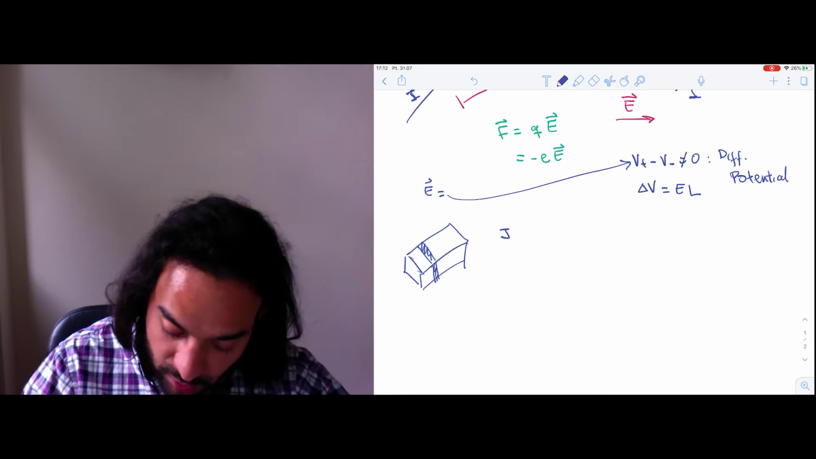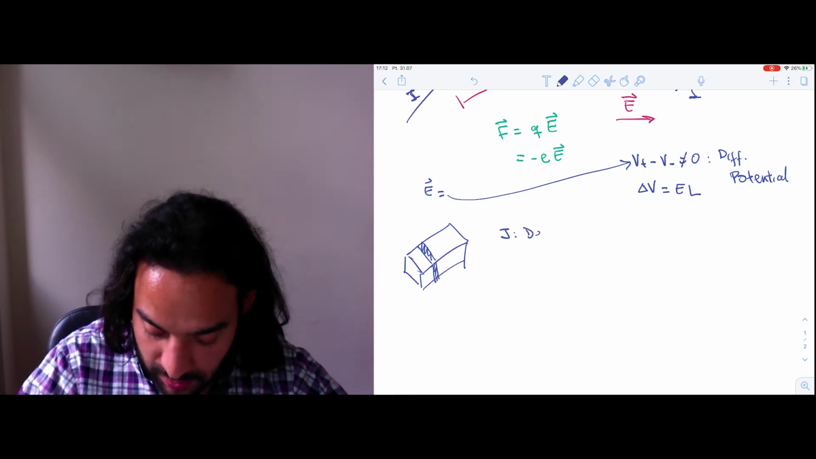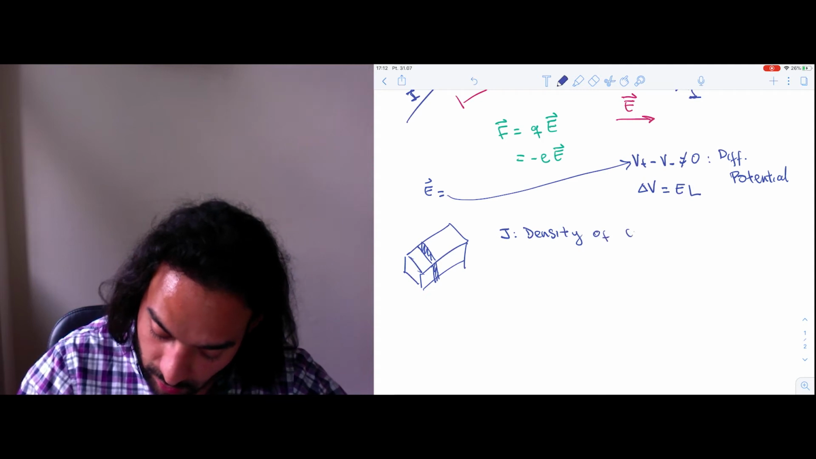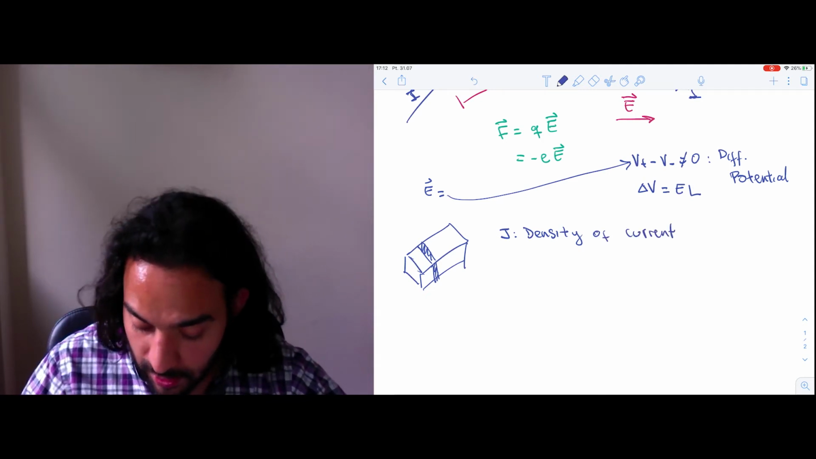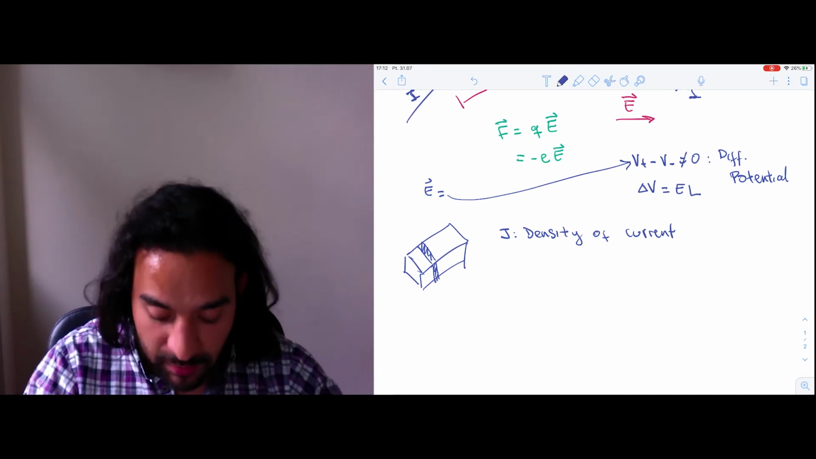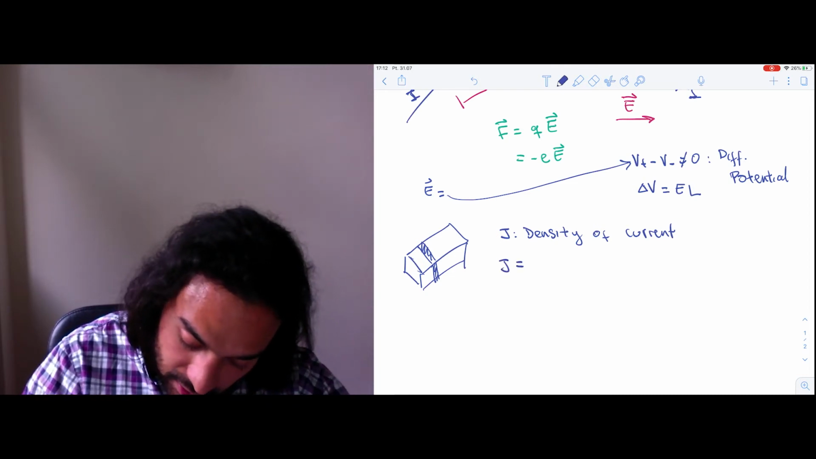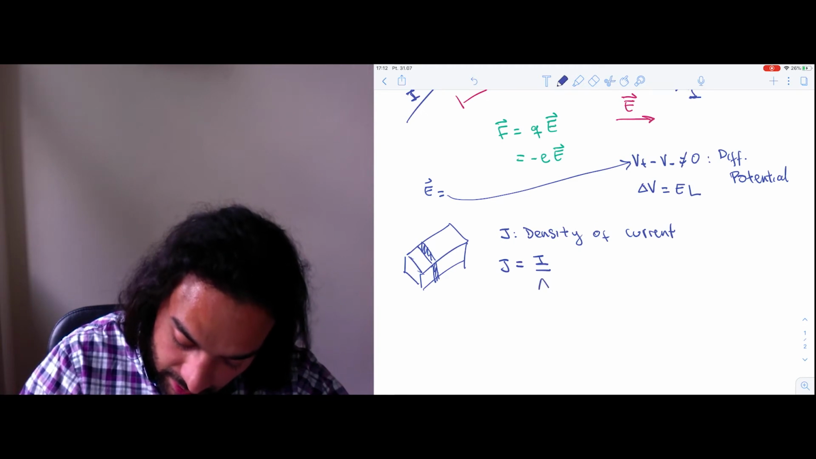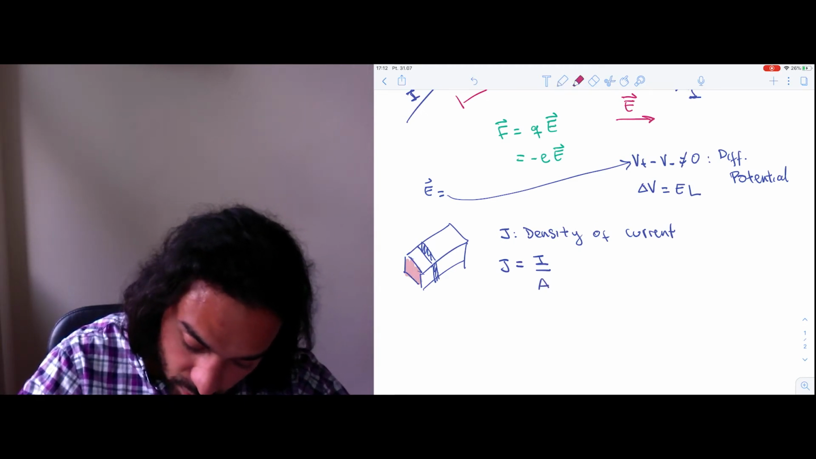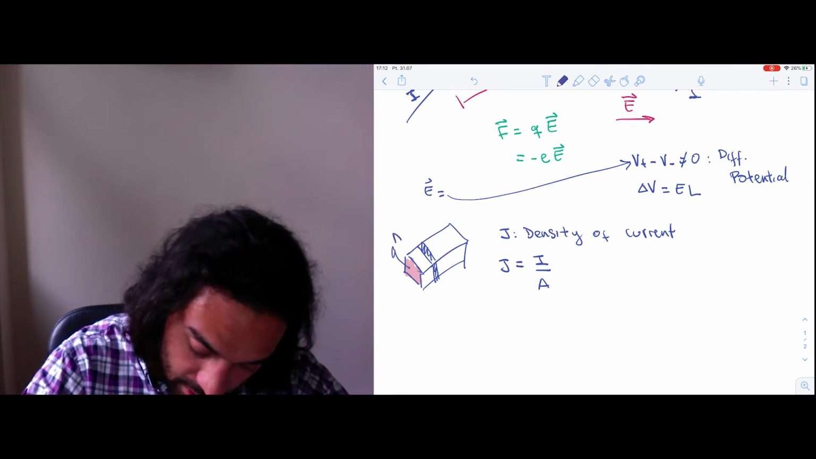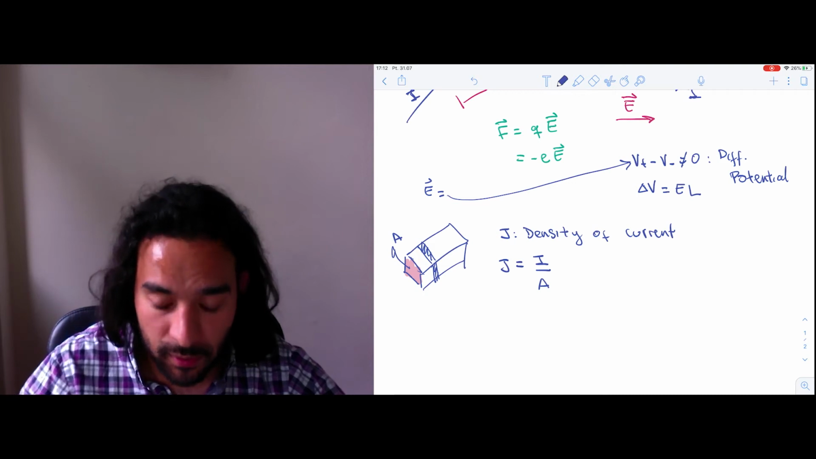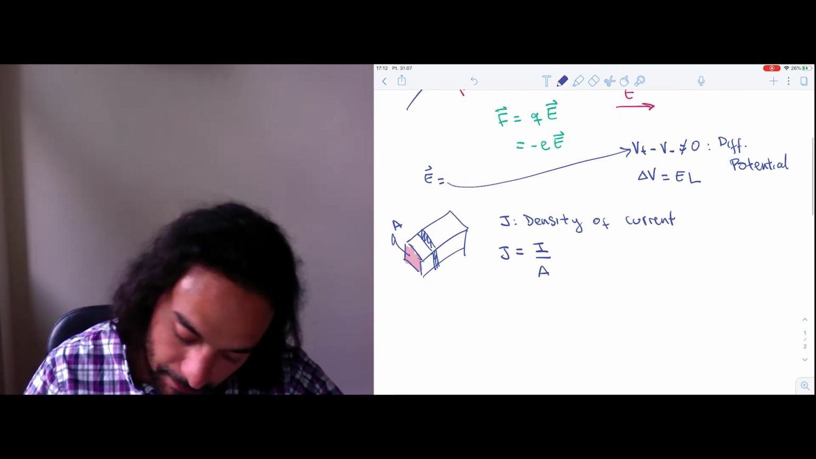So this density of current we call J, that would be the density of current. So that's how much current we have per unit area on this material. That would be the total current divided by the area of this material. So remember, this here is what we call the area, A, and I is the current that is flowing from one place to the other, right?